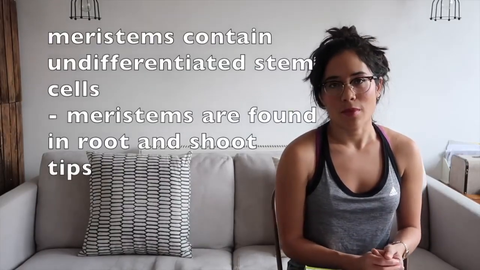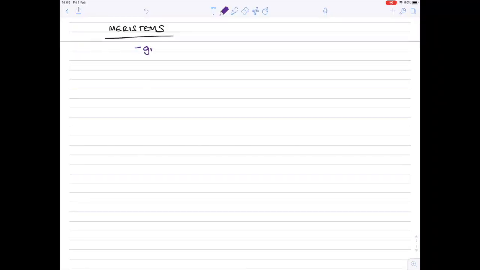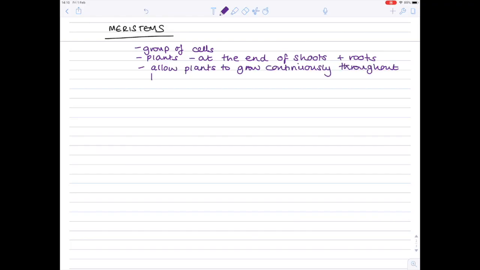These growing areas where mitosis occurs in a plant are found in meristems, which you find in the shoots and root tips. So what are meristems? Well, first of all, they're a group of cells, and crucially they're found in plants at the end of shoots and roots. And the purpose of meristems is that they allow plants to grow continually throughout their life. And this growth is obviously due to a type of cell division, which we've already met, which is mitosis.